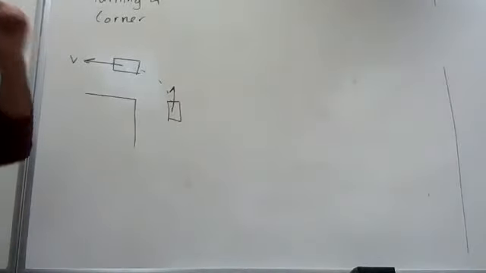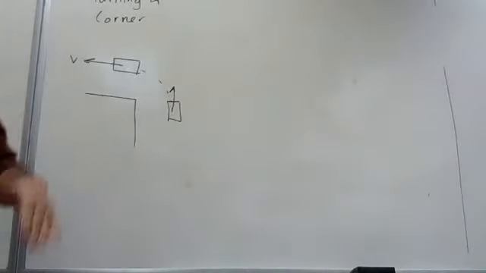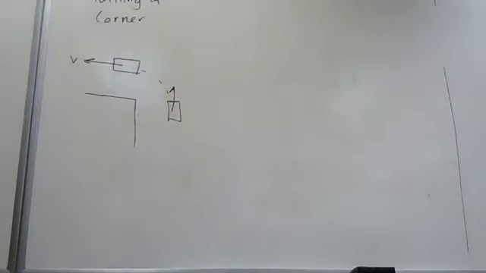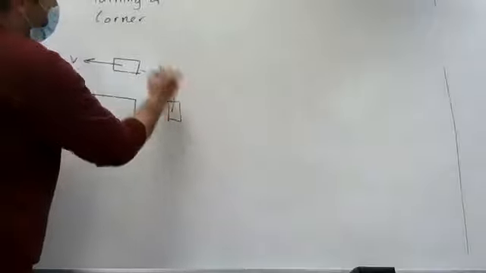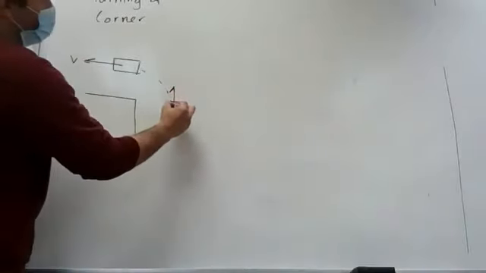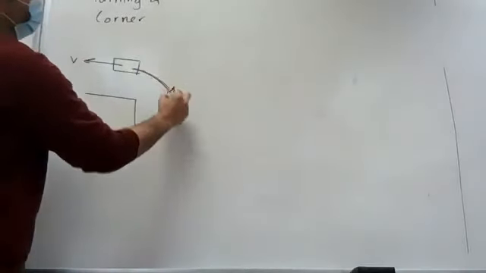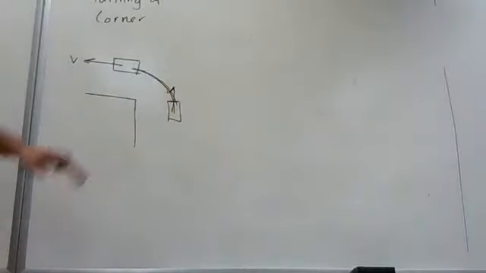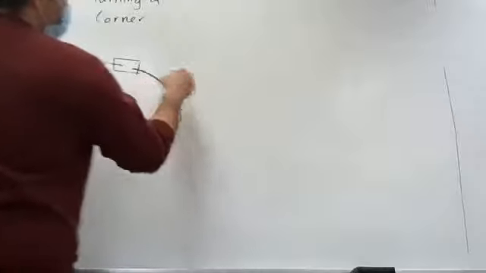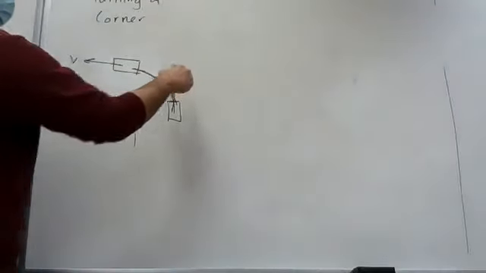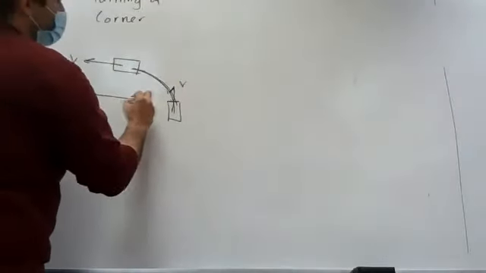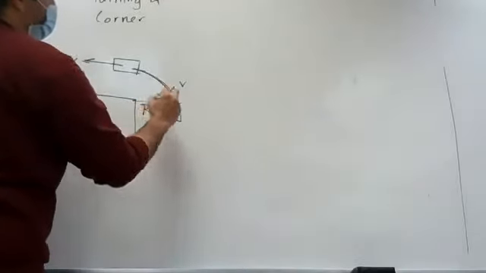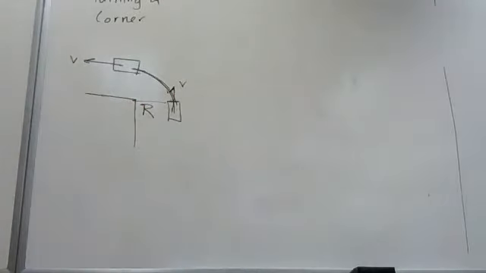So maybe 20 might be a lower limit, 40 might be a higher limit. Let's put some estimates on this and have some fun with it. If you're turning this corner at a constant speed, let's try and figure that out. What would you estimate would be the radius of this assumed circular motion?